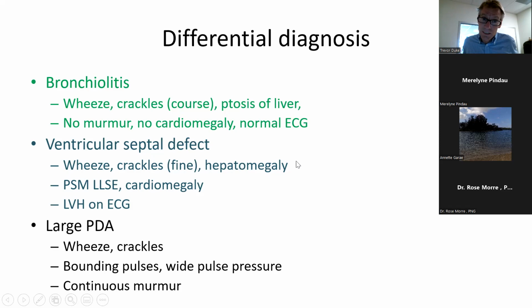They will have hepatomegaly. So in some ways they look very similar, but the child with the VSD will have a loud pansystolic murmur at the left sternal edge, and they will have cardiomegaly. And on ECG, they will have some abnormalities. So if you've got a normal heart size on chest X-ray and no ECG changes, then it's more likely to be bronchiolitis. But if you've got abnormalities on the chest X-ray and ECG changes, it's likely to be a VSD.